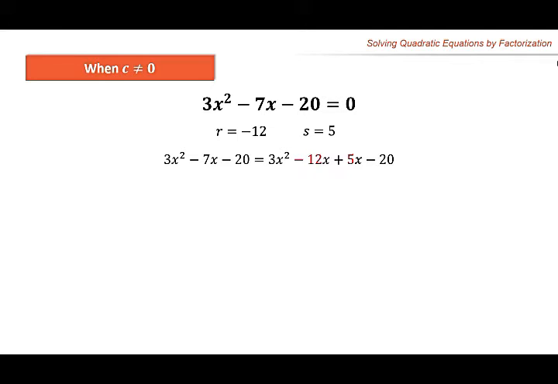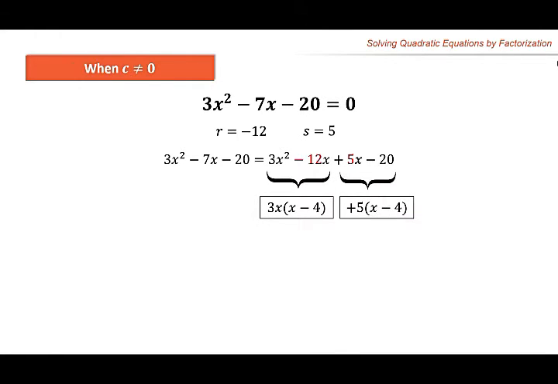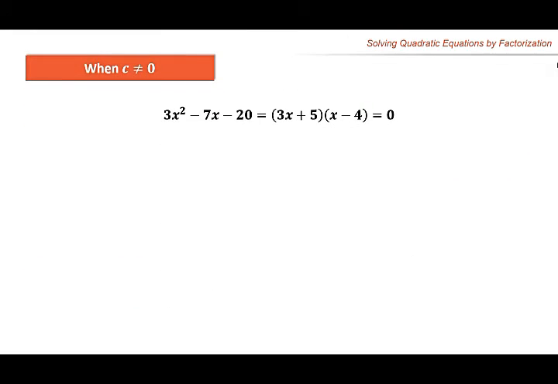This allows us to factorize the first two terms and the last two terms like this, which will yield x minus 4 for each pair, so that we can bring out x minus 4, leaving us with 3x plus 5, and this will give us this final form. Once in this form, finding the values of x becomes easy.